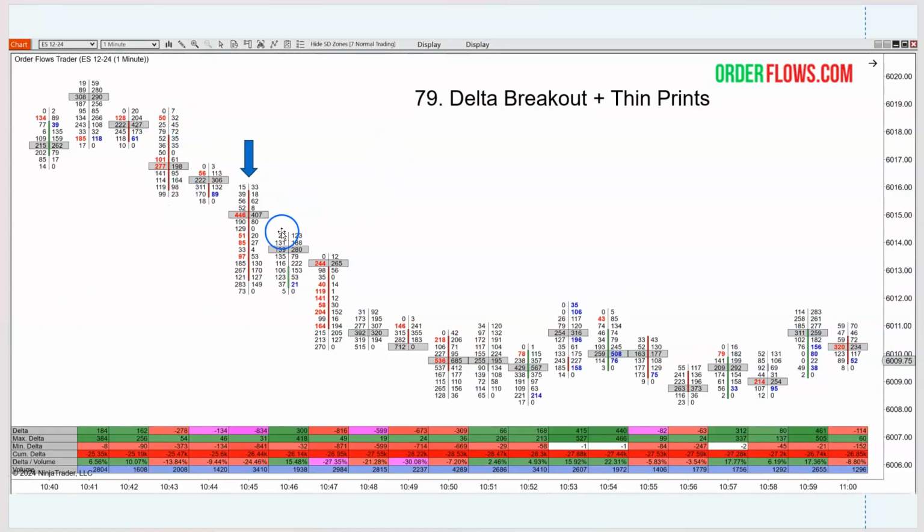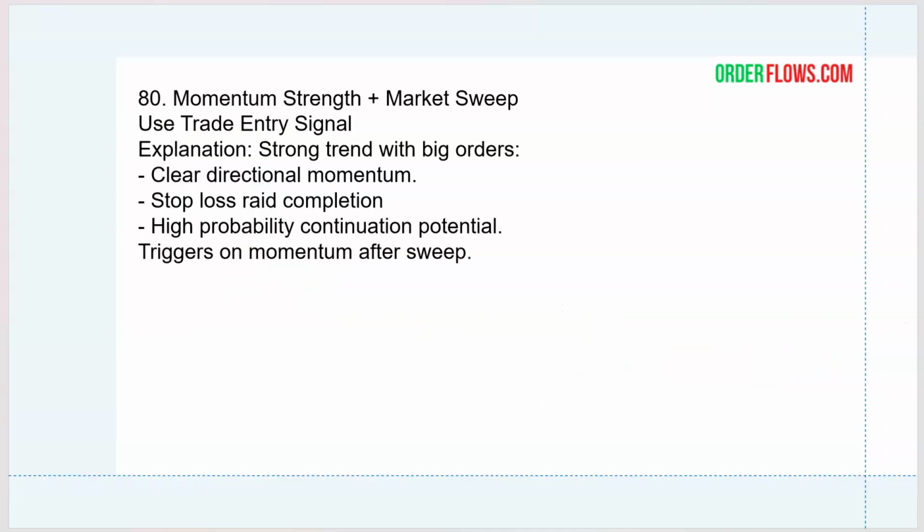Here's another one. All right, you got your delta breakout, jumps from minus 134 to minus 834. And then you can see your thin prints inside, right? The 0 and the 4. Right, 0, 4.